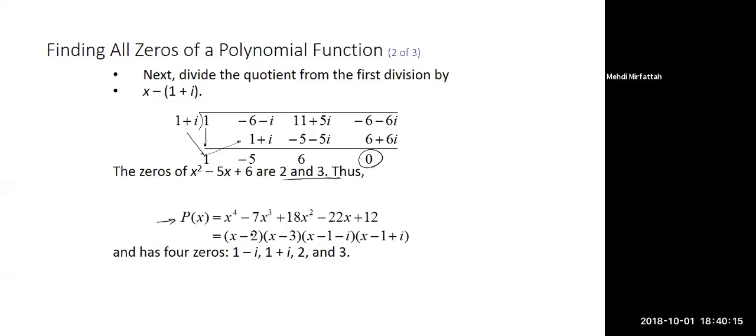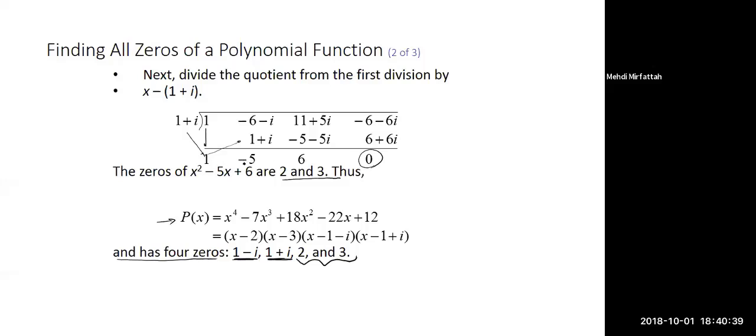So the p of x would be equal to x minus 2 times x minus 3 times x minus 1 minus i times x minus 1 plus i. So therefore, the 4 zeros would be 1 minus i, 1 plus i, and the remaining of those would be 2 and 3, because that was factorable.